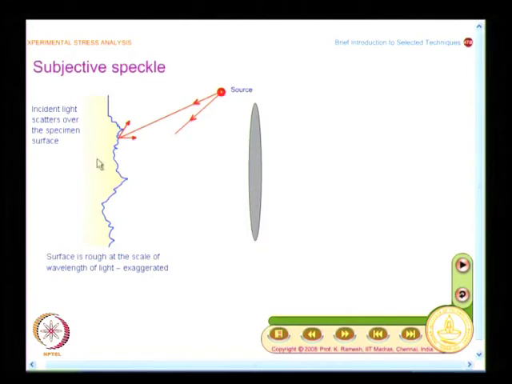What happens on the surface, it is same like what was seen in objective speckle, but what is recorded, there is a subtle but important difference, and subjective speckles are very useful. We want subjective speckle, speckle interferometry uses only subjective speckles, and we have an advantage. And let us see how the formation of speckles happens here.